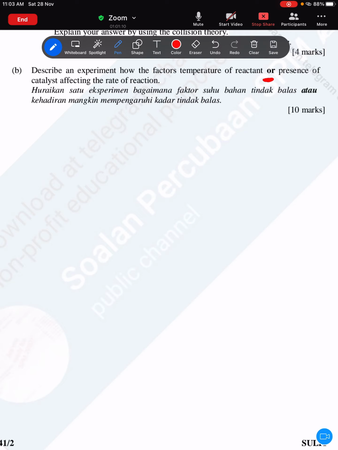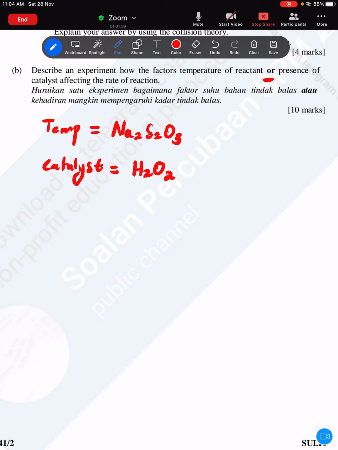Boleh je. So, okay, tapi listen guys. If you choose temperature, then of course you will choose the sodium thiosulfate experiment. If you are choosing a catalyst, then I will advise you to choose which experiment? Tell me. The hydrogen peroxide. The one that uses manganese oxide as a catalyst. Okay, you can use either of the two.